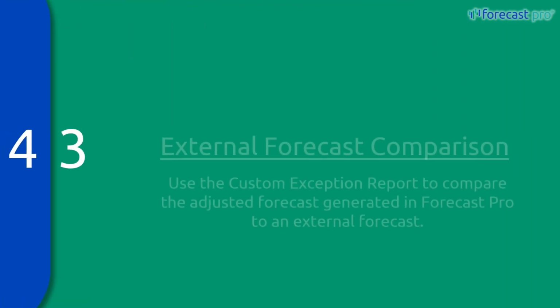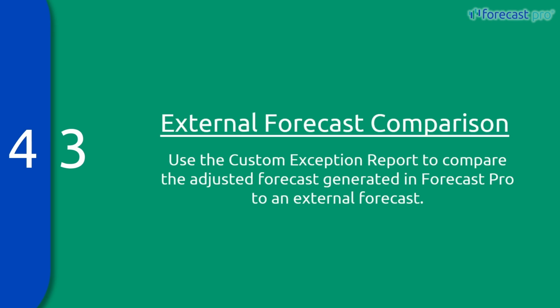Here in our third example, we're going to compare an external forecast to our final forecast in Forecast Pro. In our last example, we looked at the statistical versus the adjusted. But what if we load in an outside external forecast? In this case, we're going to use the custom exception report to compare our final adjusted forecast to that external forecast that we loaded in.